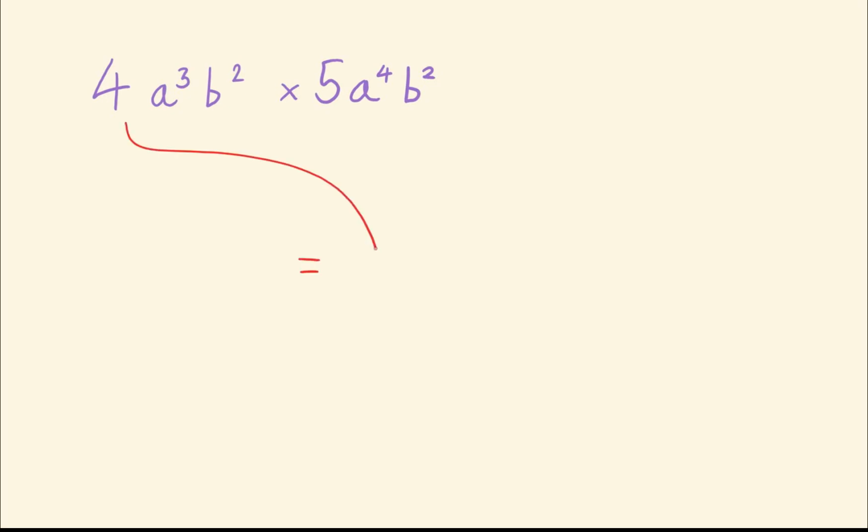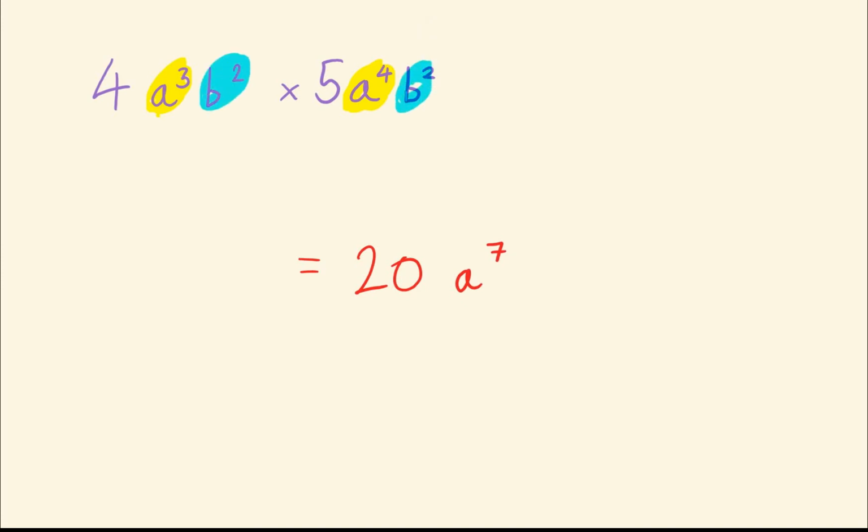First step, you want to multiply the numbers. We're going to do 4 times 5, which gives us 20. Next, we're going to add the powers, but only for stuff with the letter a. So 3 plus 4 is 7, so we're going to have 20a to the 7. Then we do the exact same thing, but we add the powers now for the b's only. So 2 plus 2 is 4, so therefore it's going to be b to the 4. And that's your final answer. So you treat every single number and letter separately.